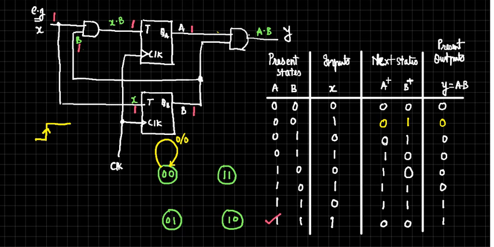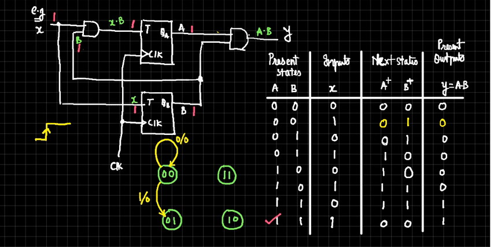Now let me draw this completely. Let's take the second row. When it's 0 0 and the input is 1, it will go to 0 1, the next state, and the output will be 0. Should I write it like that? 0 0 is the current state. When the input is 1, the output will be 0.